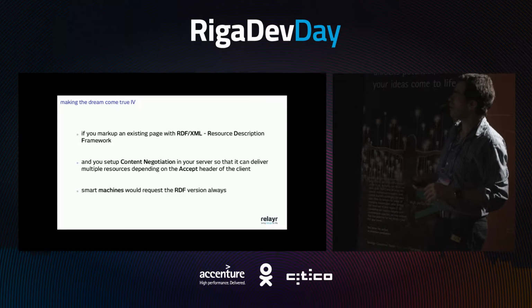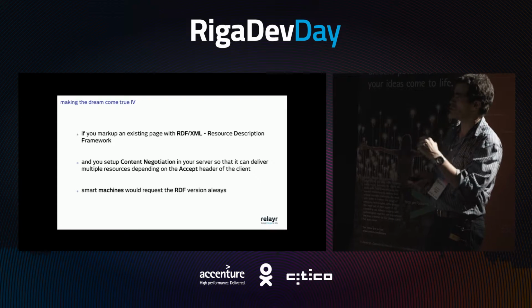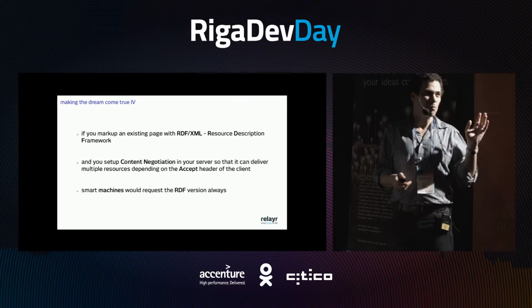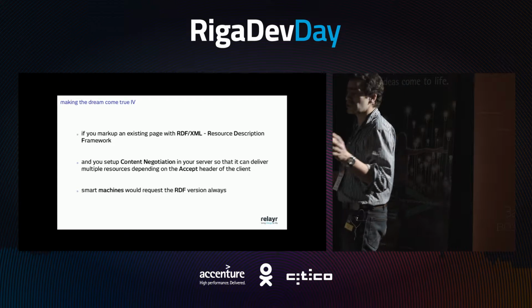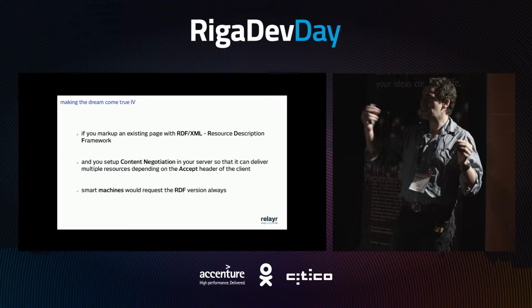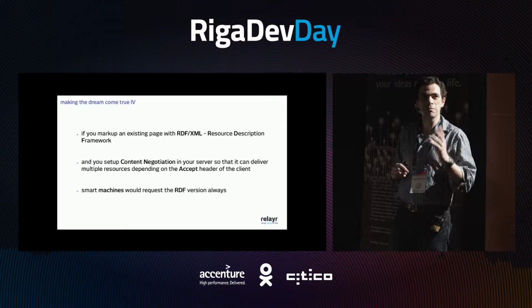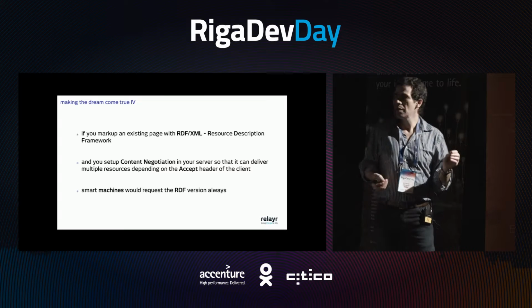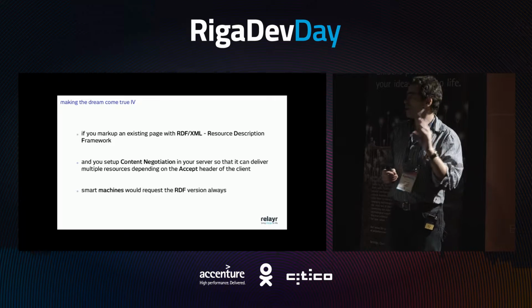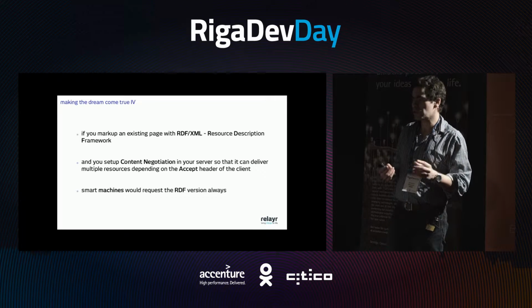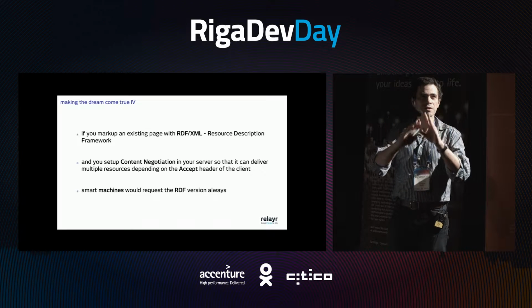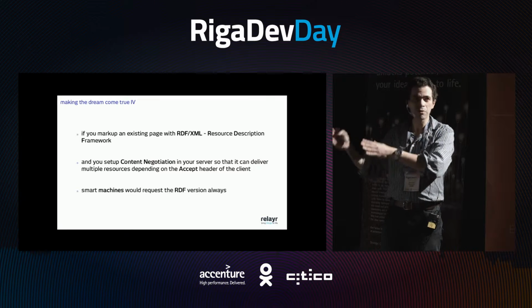RDF means Resource Description Framework. And then there's a part of the HTTP protocol, which is content negotiation, which means that the client would say, hey, give me the content you have, but I'm able to understand RDF XML, so please give me that version. So you would have a resource. It is a web page. It will have multiple versions.